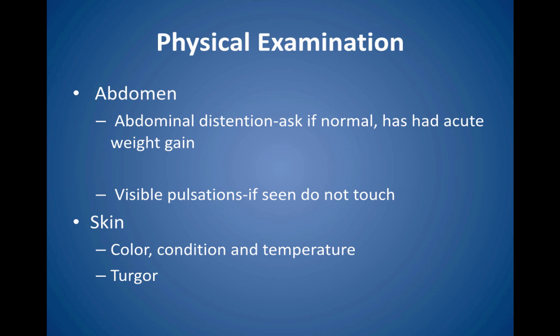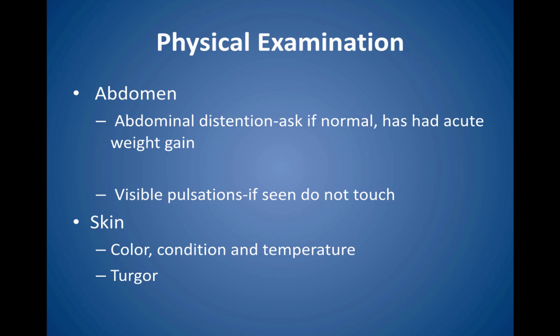I check that abdomen. If they have distension, ask if it's normal. Have they had an acute amount of weight gain, visible pulsations? If you see it, right, that AAA, don't touch. You may want to poke it with a stick. Don't poke it with a stick. Also ask about gallbladder, right? They still have their gallbladder? Have they been diagnosed with having gallbladder problems?